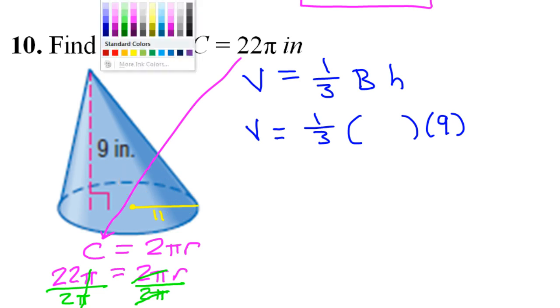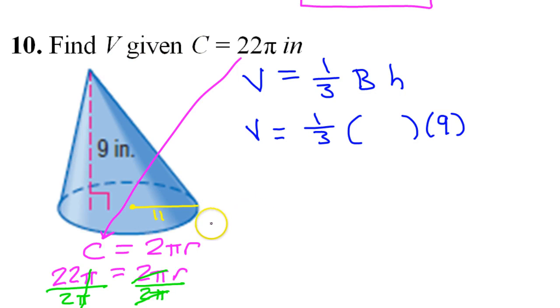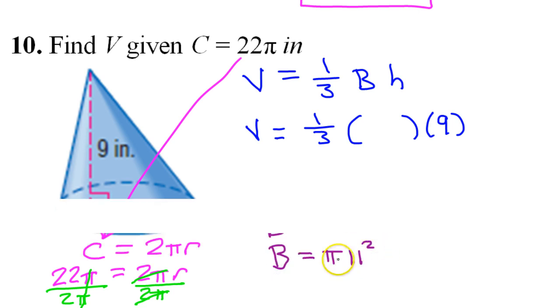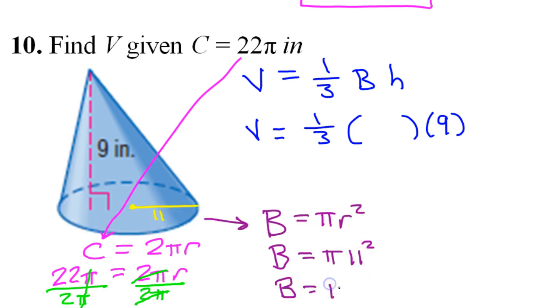So what is the formula? So the base here is a circle. And we know that the area of a circle is pi r squared. So now we can find the area of that base by doing pi times 11 squared. So the area of the base, 11 squared is 121. So that's 121 pi. Okay, so that is the area of the base. So we can take that and put it where it goes.